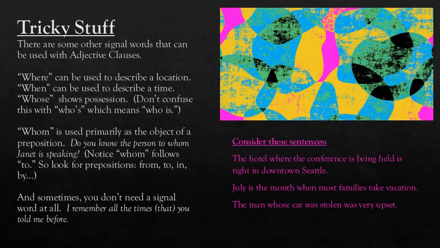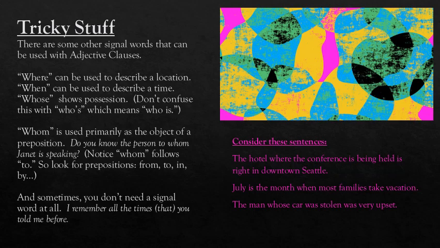As if that was not tricky enough, there's some other tricky stuff. So I mentioned before that there can be other signal words. Where can be used to describe a location. When can be used to describe a time. Whose will show possession. So the example over here in purple, the man whose car was stolen was very upset. Who owns the car? The man owns the car.